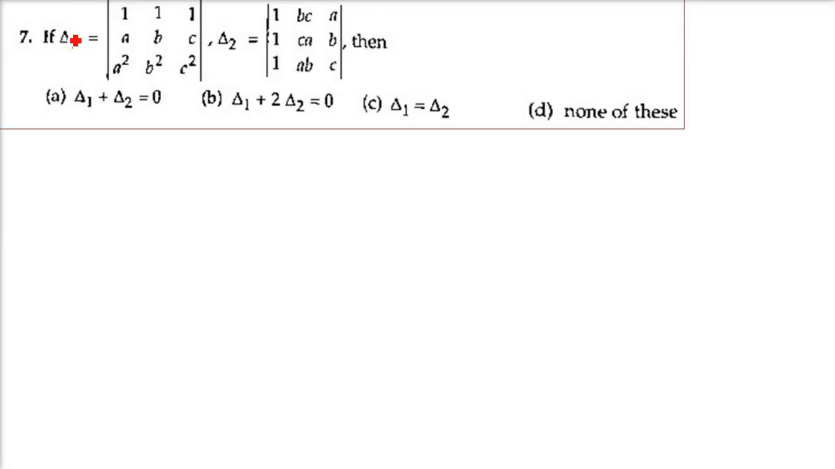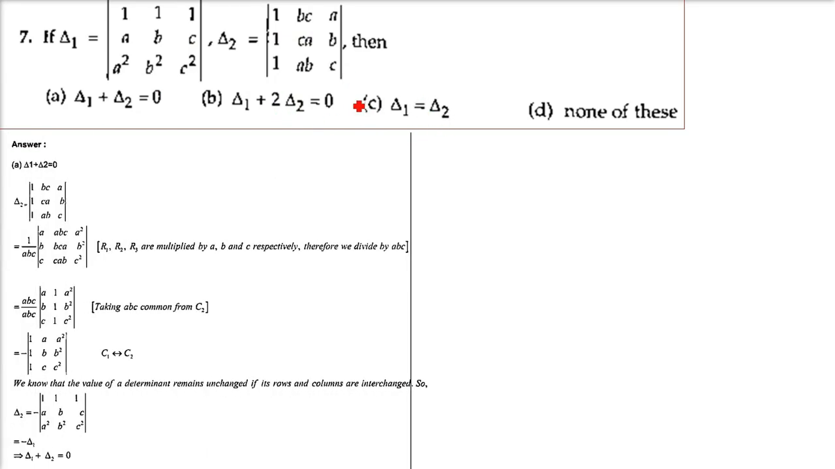Now we have two determinants, and certain things are given for these two. Adding these two gives 0, or the first is equal to 0, or the first plus twice the second is equal to 0, or none of these. What we'll do here is, because we have already done this type of question while doing the exercises, this second one we have already done. So I'll just show you how we can make it the first one.